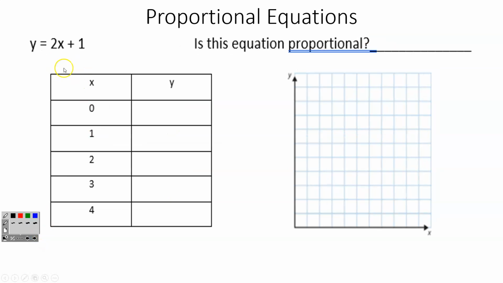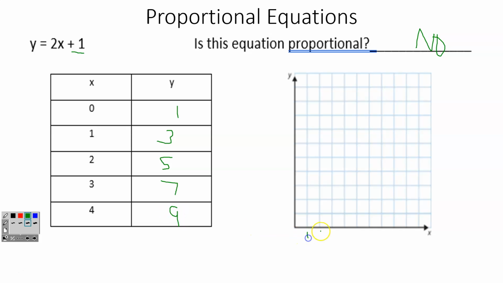So this one, is it proportional? Well, I can look at it and say, oh, wait a minute, it's adding, so it is not proportional. So I could still fill out a table though. So instead of saying 2 times x, I'm going to say 2 times 0, which is 0, plus 1, which is 1. 2 times 1 is 2, plus 1 is 3. 2 times 2 is 4, plus 1 is 5. 2 times 3 is 6, plus 1 is 7. 2 times 4 is 8, plus 1 is 9.